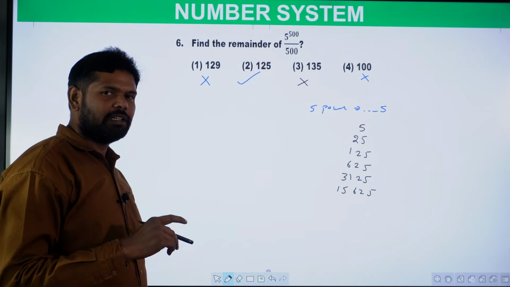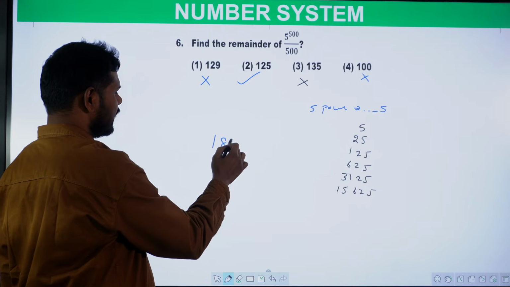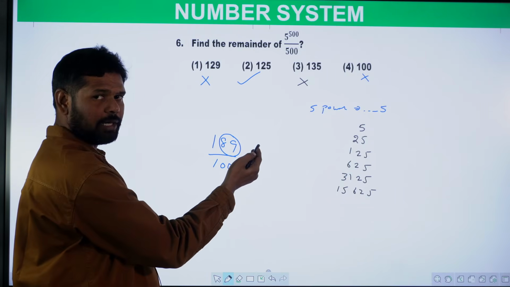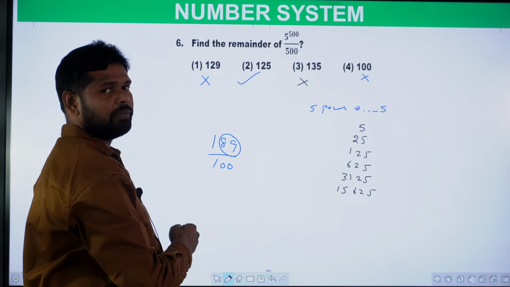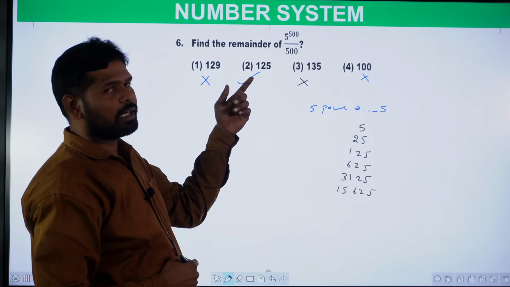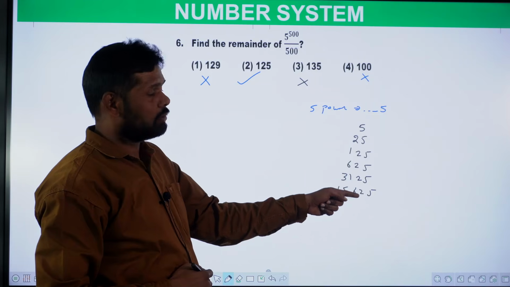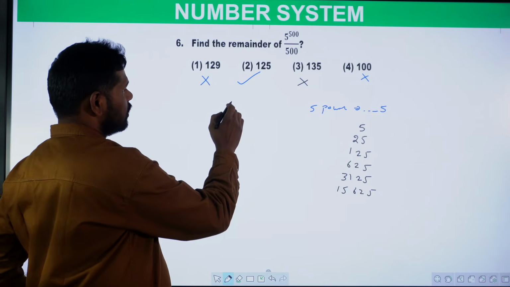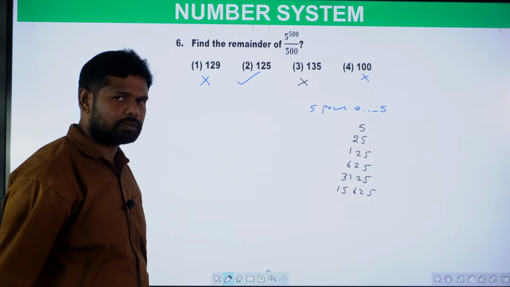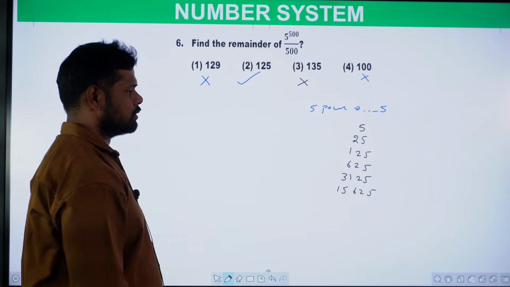If any number is divided by 100, the last two digits are the answer. Suppose 189 is divided by 100, 100 once 100, last two digits are 89, that is the remainder. So here also it is divided by 500, so definitely the last two digits are whatever the numerator has. But powers of 5 always end with 25. Observe options. Only one option is having 125, that is the answer. That's it. No need to think twice. That's enough.